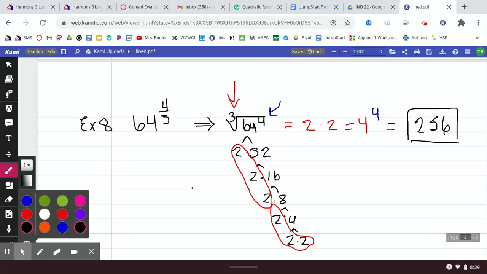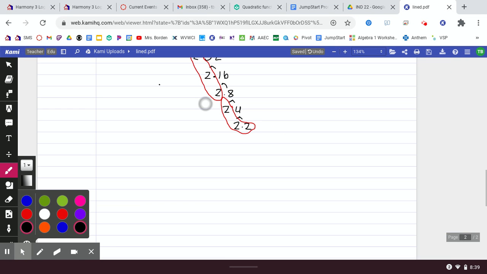All right, let's do a couple more quick ones. Okay, example number 9.